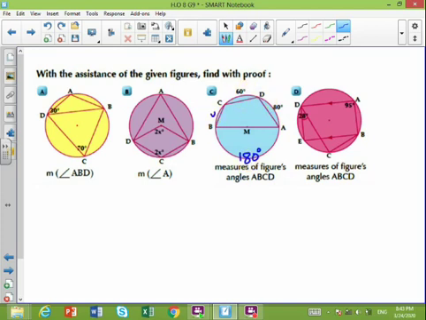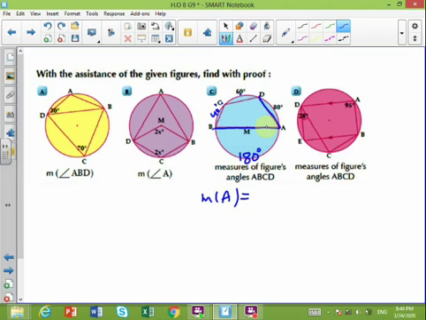It will be 40. Why do I get this? Because if you look at the vertices of the cyclic figure, you will find that they are inscribed angles. For example, if I want to get measure A, DAB, one of the angles, it is opposite to which arc? It is opposite to arc DCB, which is 60 plus 40.